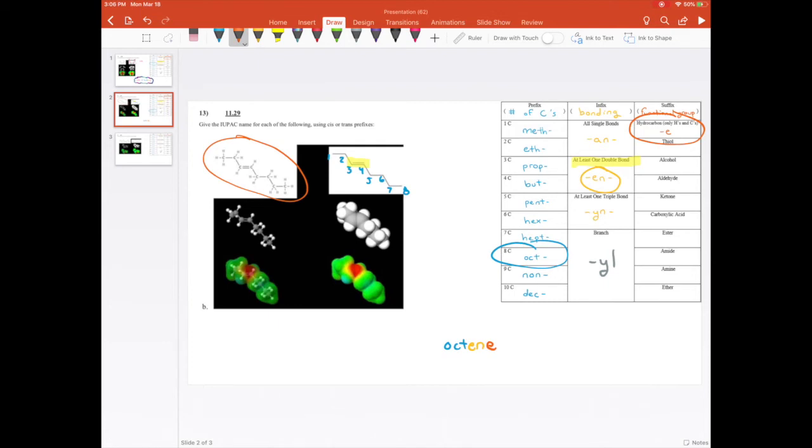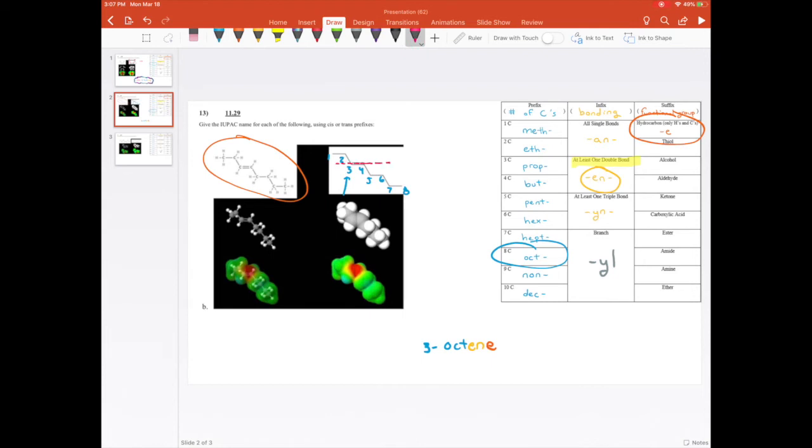Now, technically you could number this molecule left to right or right to left. If I numbered it right to left, the double bond would start at carbon 5. If I number it left to right, the double bond starts at carbon 3. Because 3 is lower than 5, we'll number this left to right. And so this will be 3-octene. But because we have that double bond, we have to see whether it's cis or trans.